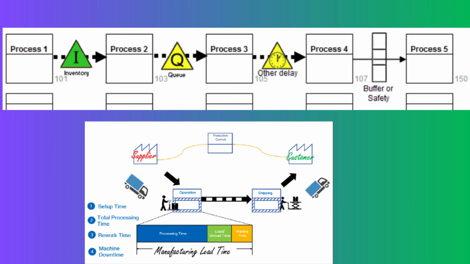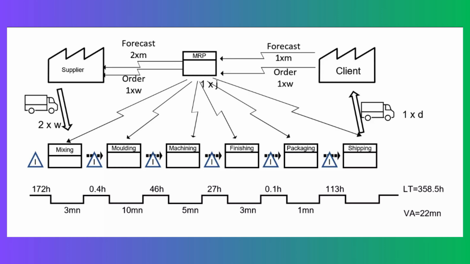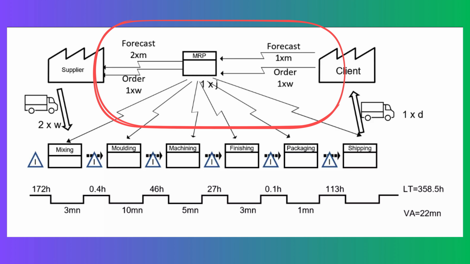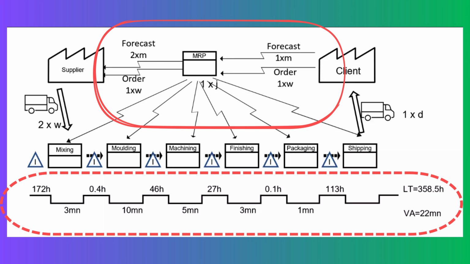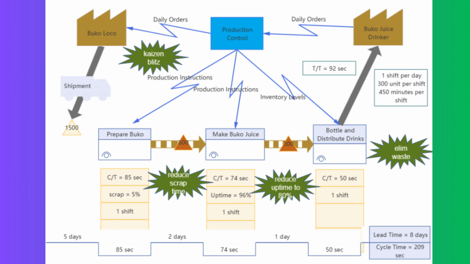Between these processes, you will notice inventory triangles and waiting points, which indicate where material is not flowing smoothly. Alongside the material flow, we also map the information flow, showing how orders, schedules, and signals move across the system. At the bottom of the map, we capture the timeline, which clearly shows the difference between value added time and total lead time. This complete visualization helps us understand where delays exist, where waste is present, and how the overall system is performing, enabling us to identify improvement opportunities effectively.